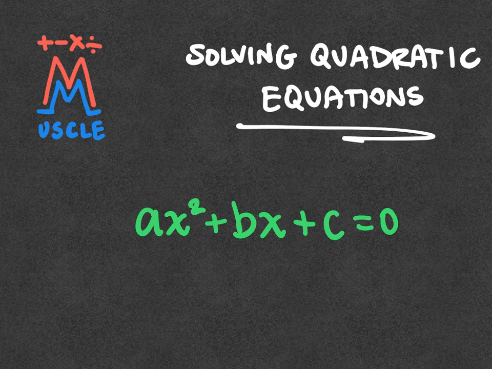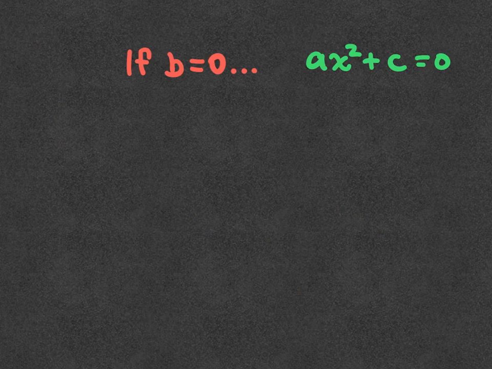Today we're going to be talking specifically about the case where b equals 0. We're going to talk about two different methods on how to solve a quadratic equation where b equals 0. So without any further delay, let's jump into a few examples.